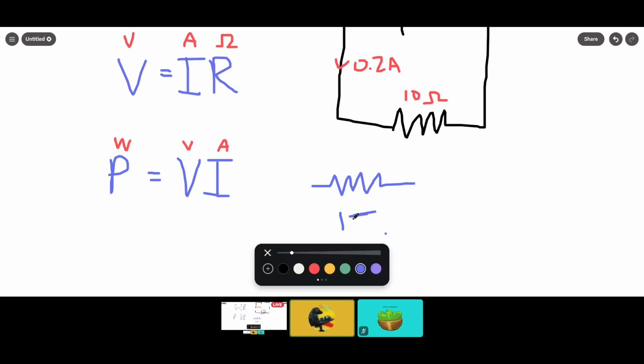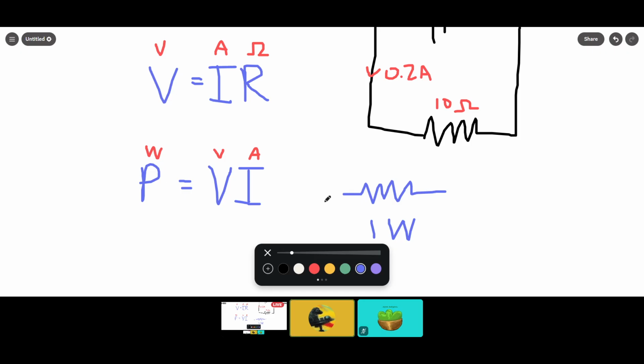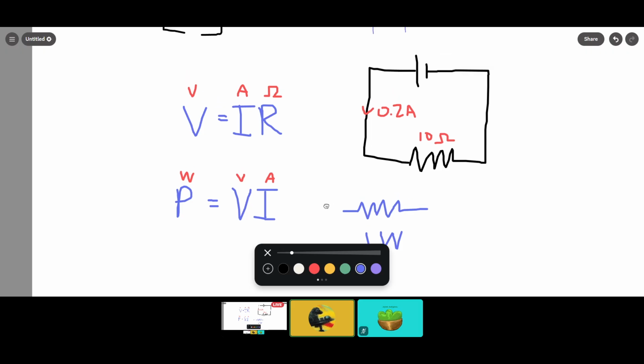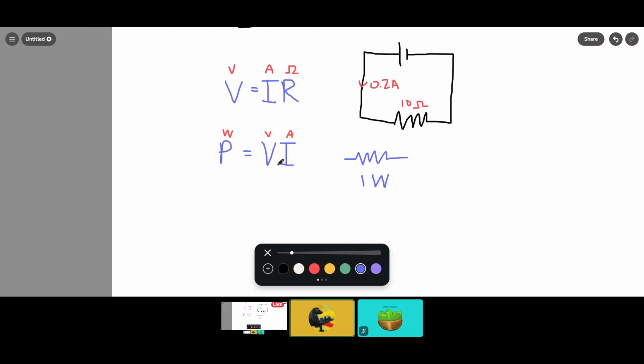I can't write. That was weird. One watt. Yeah, 1 watt. So what this means is if the power that is powering this resistor exceeds 1 watt, the resistor will break. So that's a power rating. And this is how you find it.